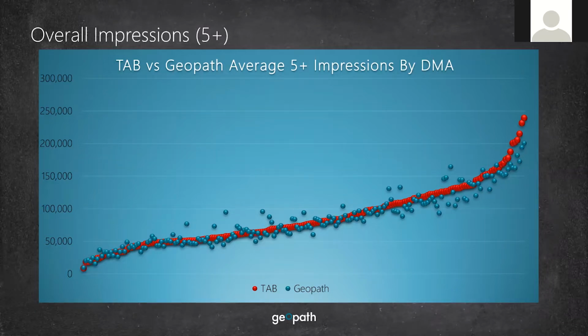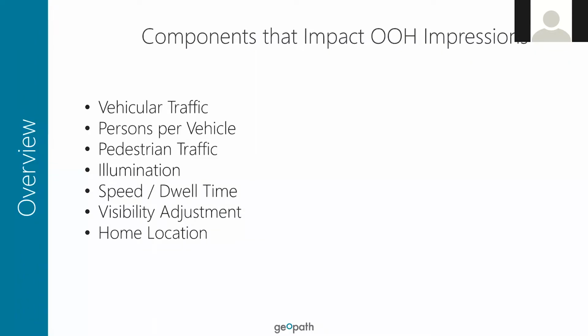How are they used? So when we start breaking down the components of out-of-home impressions, we're going to cover a couple different areas. We're going to talk about the vehicular traffic data, where that comes from, and how that's being calculated, what it's used for, as well as the information about vehicular occupancy, or how many persons per vehicle. We also have different types of traffic data that we are measuring. We have pedestrian traffic, right? In some urban areas, lots of pedestrian traffic, especially in tourist areas and business districts.